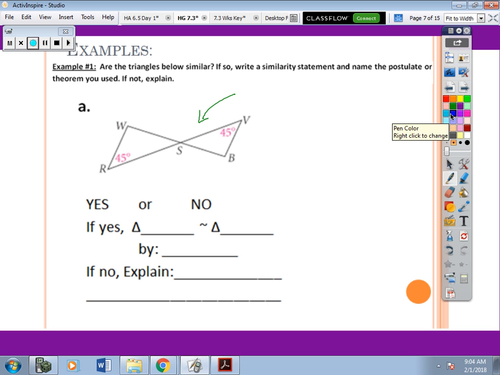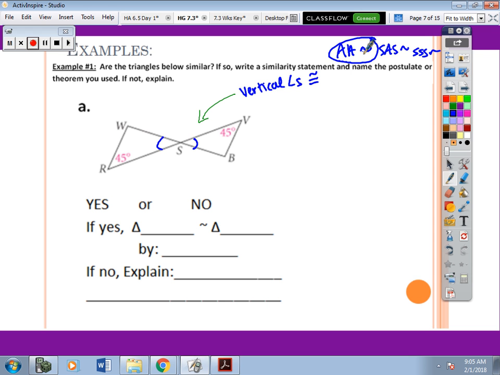Vertical angles congruent. Good, I can mark my vertical angles are congruent by the vertical angles theorem. If you want, you can mark the other two angles. If you want to use the third angles theorem, you can, but you don't have to. So, do I have angle, angle, side, or side, side, side? Do I have one of those? Yeah. I have two angles are congruent to two angles. So I have angle, angle.